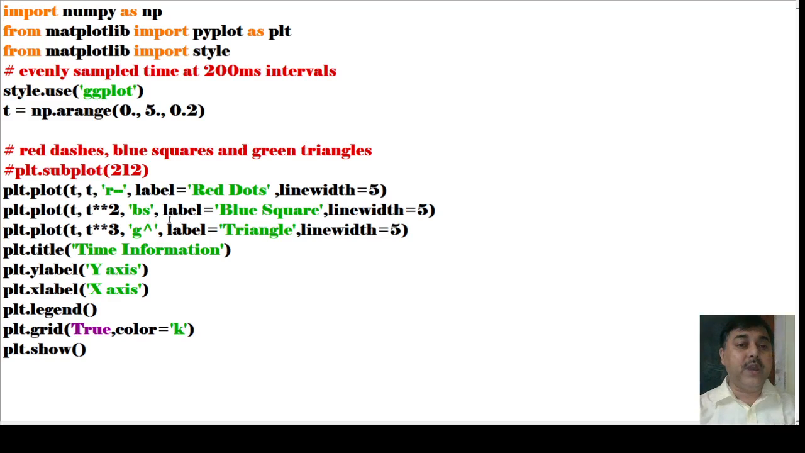That means blue square will be taken, with label blue square, line width 5. Next, plt dot plot t into 3, that means the value of t multiplied thrice, with green. Here one caret sign has been given, that means a triangle, with the label triangle, line width 5. So plt dot title has been given as time information, x label as x axis, and y label as y axis. These labels are shown in the legend. Grid has been set true, and color is k. As we have applied all this, plt dot show.